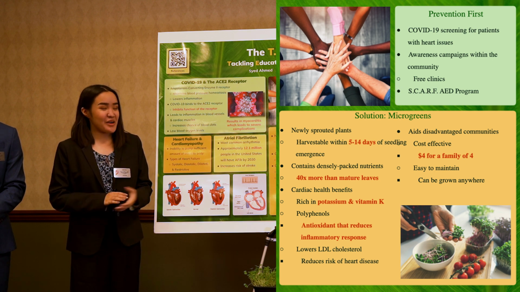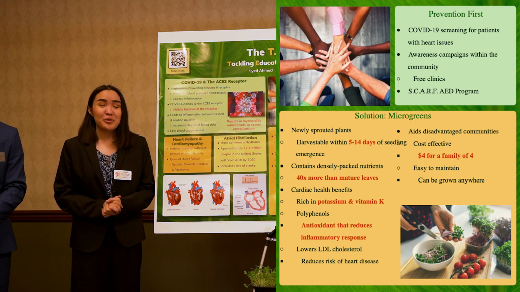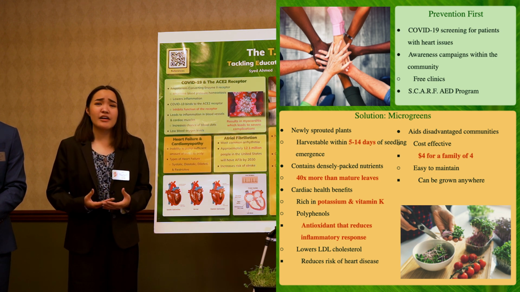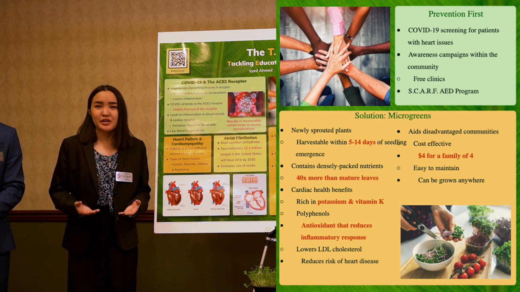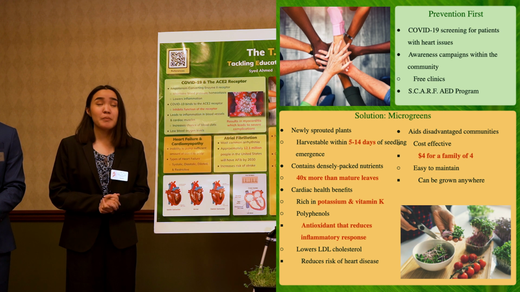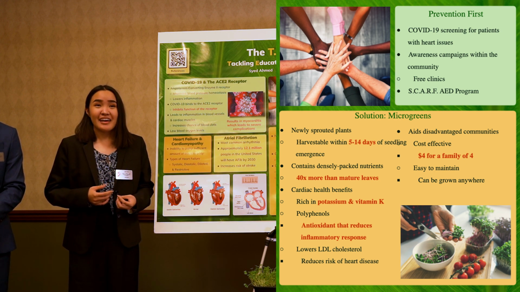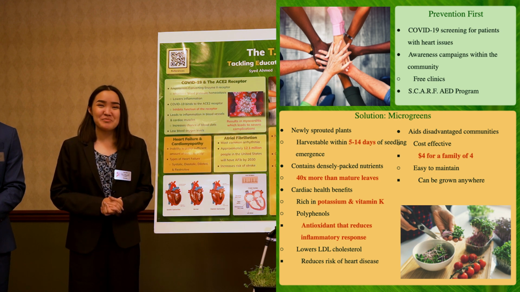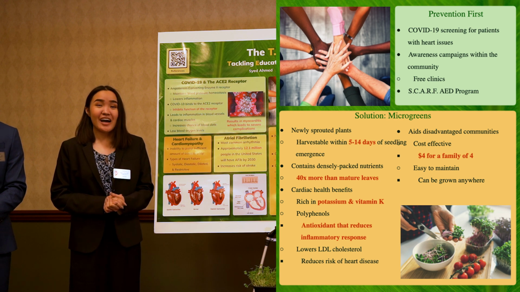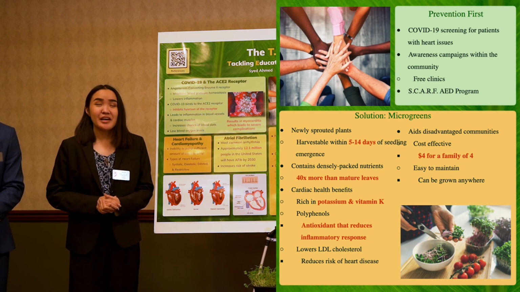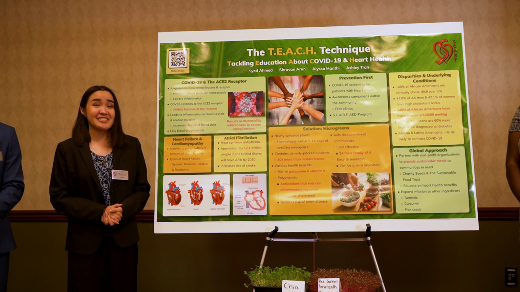Red garnet amaranth microgreens and cilantro microgreens have high concentrations of vitamin K, which helps make various proteins that are essential for blood clotting. And lastly, almost every type of microgreens contain polyphenols, which are powerful antioxidants that reduce the inflammatory responses within the heart, which is a common complication for COVID-19 patients as discussed earlier. Specifically, red cabbage microgreens have cholesterol-lowering polyphenols, which helps reduce low-density lipoprotein cholesterol and lowers risk for heart disease.